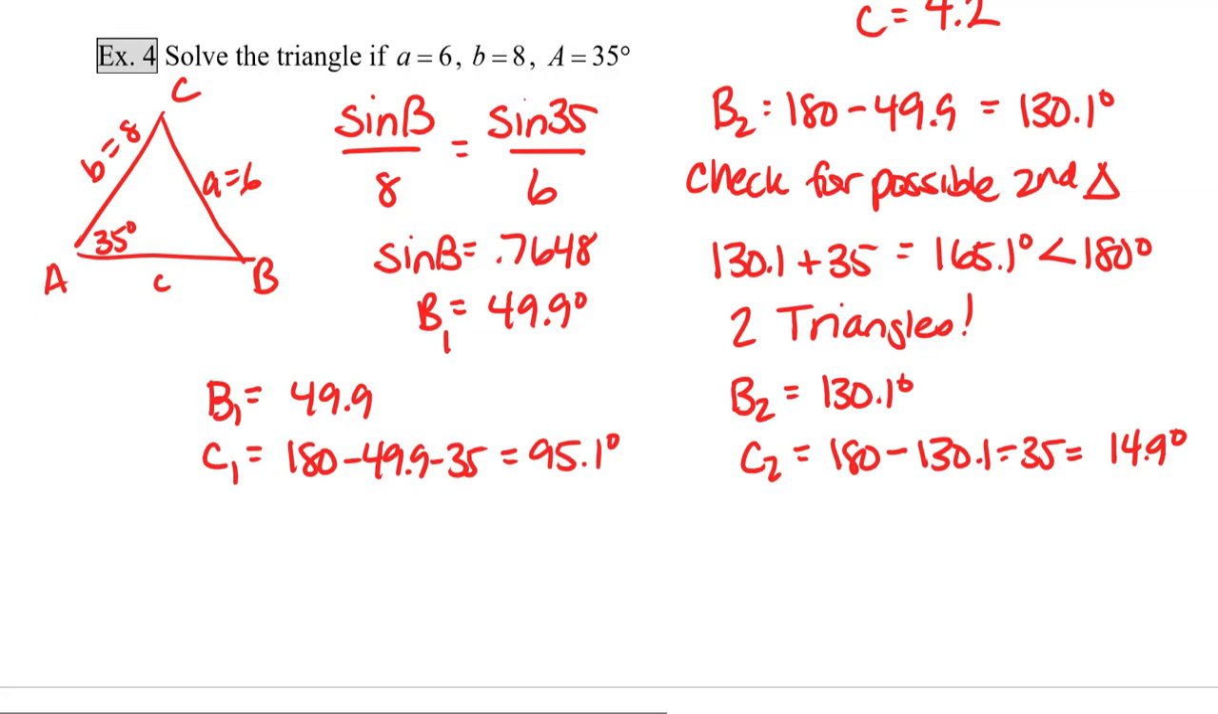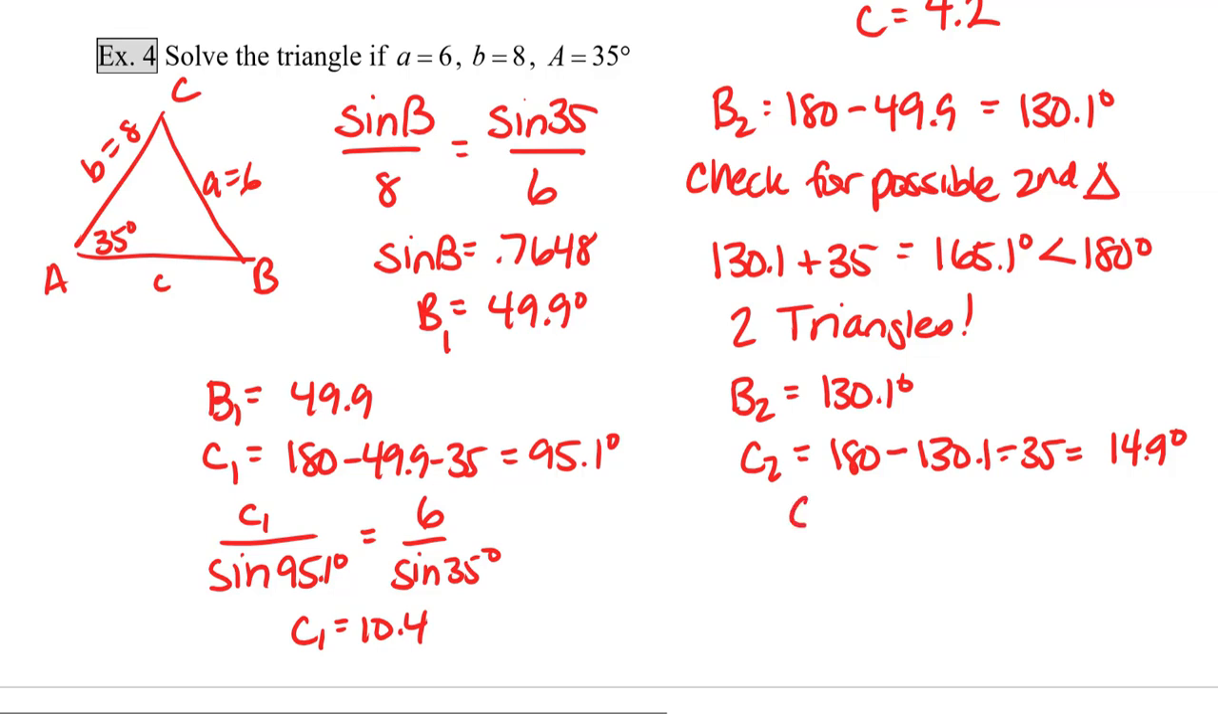And then finally, I'm going to find side c in triangle 1, so c1 over the sine of 95.1 is equal to 6 over the sine of 35, and that gives me a c1 equal to 10.4. In triangle 2, I have c2 over the sine of 14.9 is equal to 6 over the sine of 35, and c2 from my second triangle is 2.7.